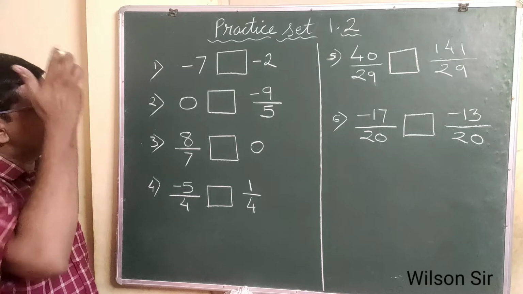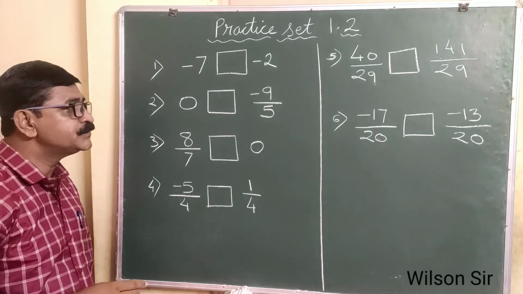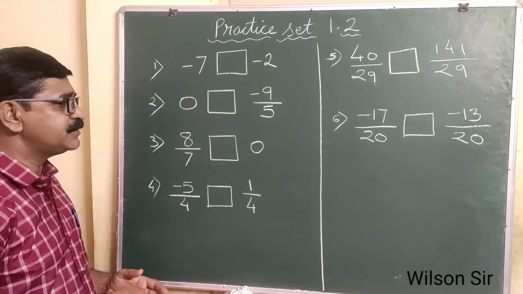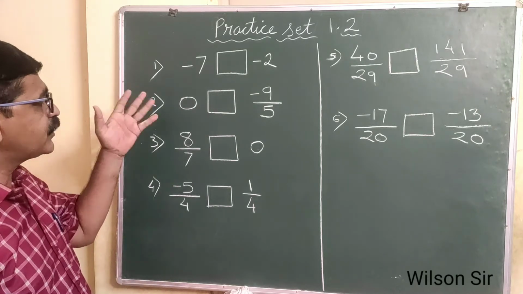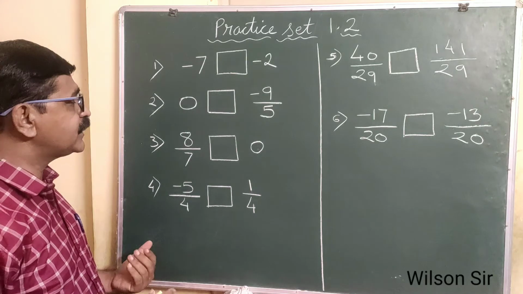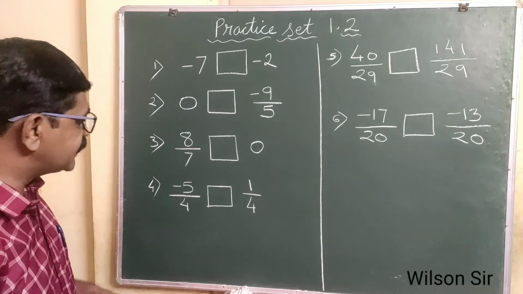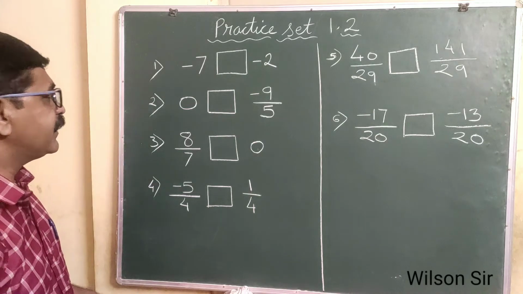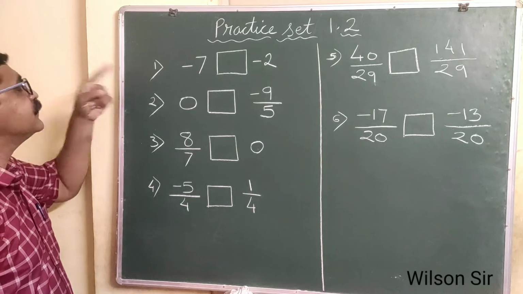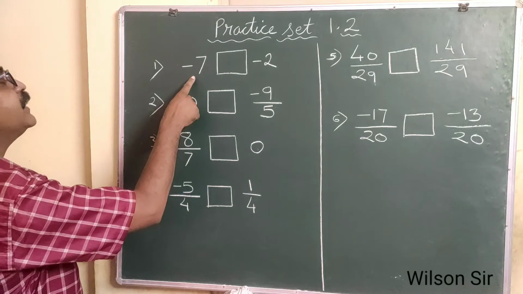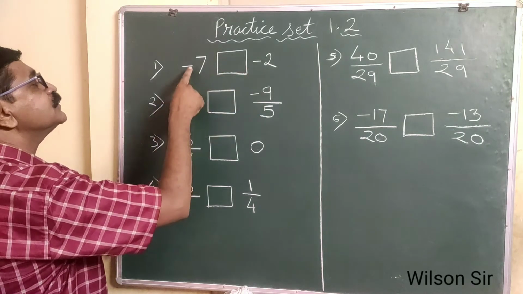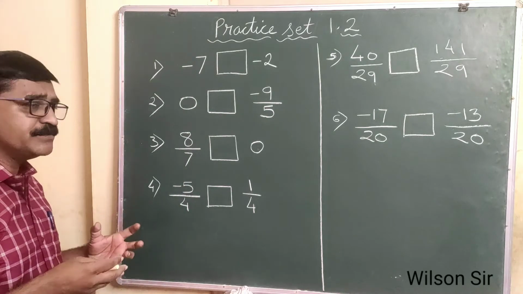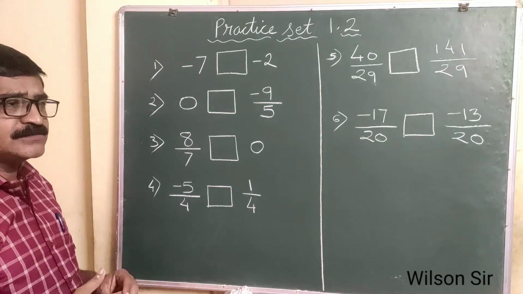We will solve practice set 1.2. So in this, from first to 6 examples are very easy. Just by looking at them you can decide which is the smaller and which is the bigger, because this question deals with compare the following numbers. Now here we have to compare. Now the first we have seen, first problem is minus 7 and minus 2. From these two numbers you have to compare which is the bigger number and which is the smaller number.